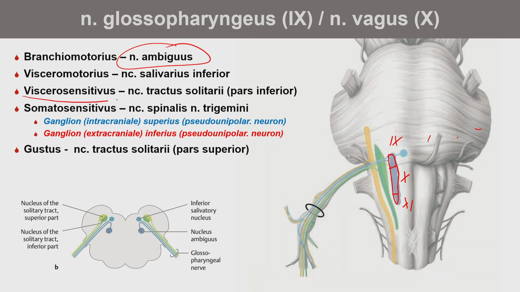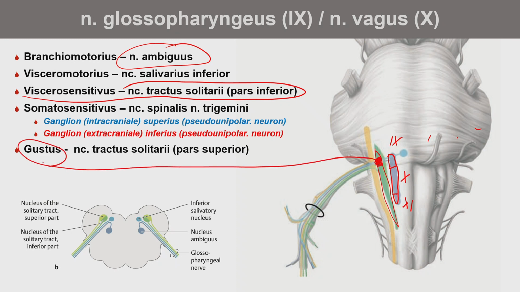Viscerosensitive is for tractus solitarius. Tractus solitarius is also quite long. The upper part is for the glossopharyngeus, and there is also a part where is the center for taste. In the superior part is also the center for taste, for the fibers from chorda tympani and lingual nerve, and from the tongue, and from the 7th nerve.